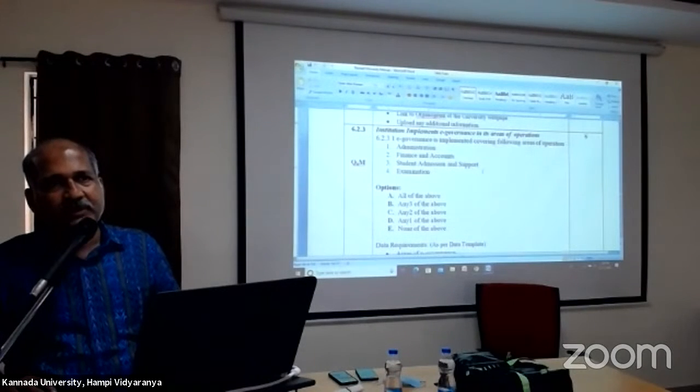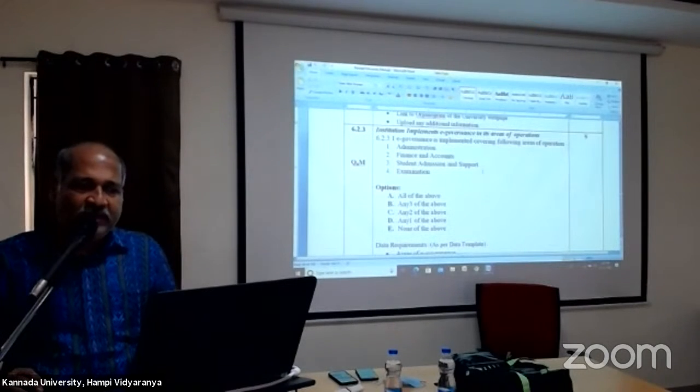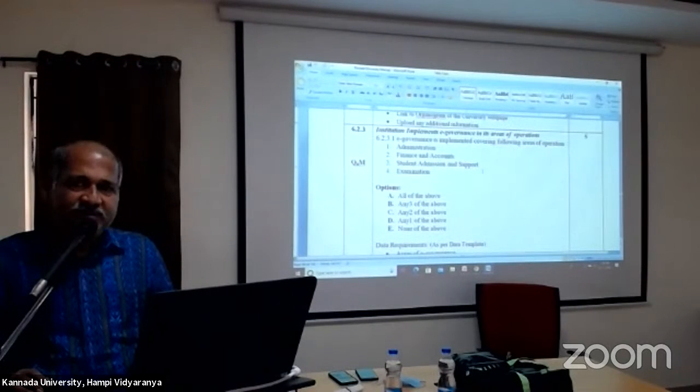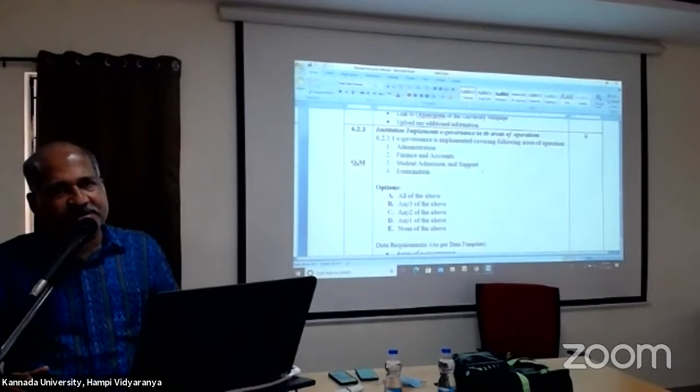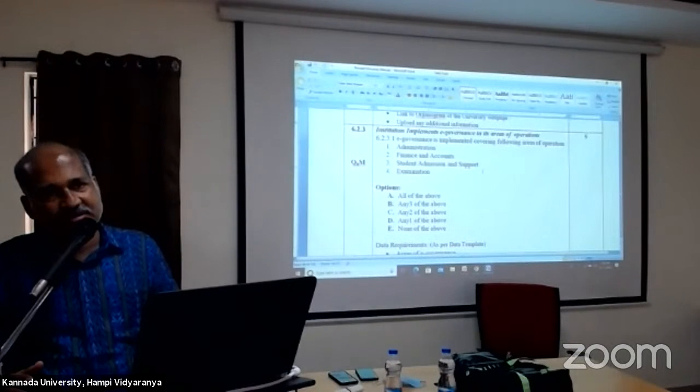Like we expect more online systems, whether e-governance is implemented in different areas of operations, like whether administration setup has e-governance or not, finance and accounts has e-governance or not, student admission and support and examinations, right? We should have examination automation systems, meaning whether the entire system is automated or not.